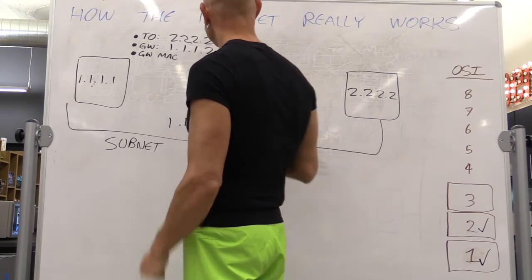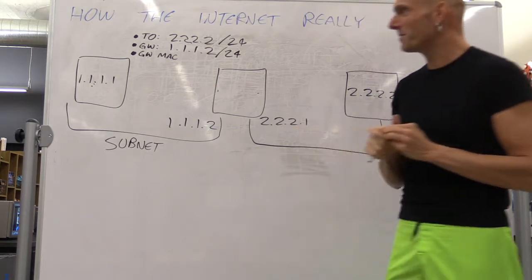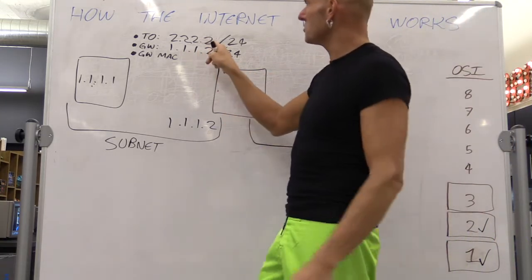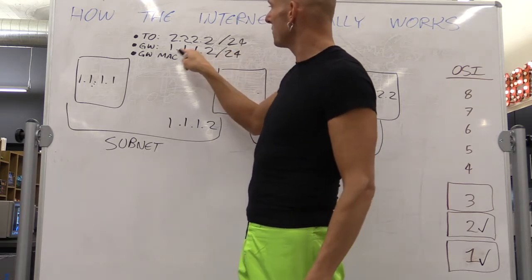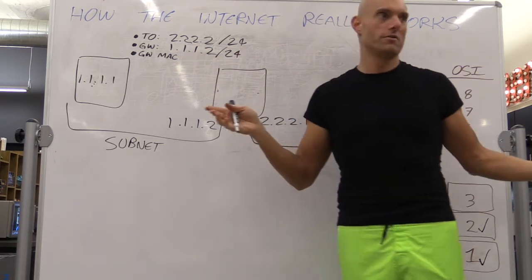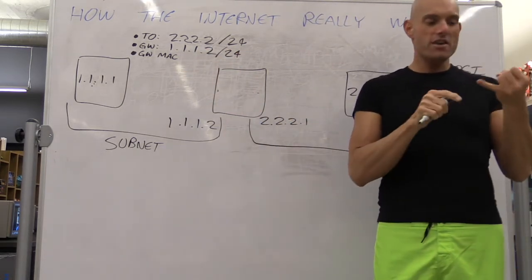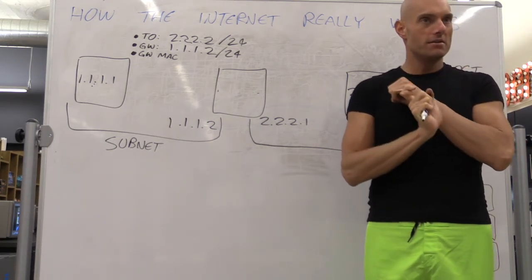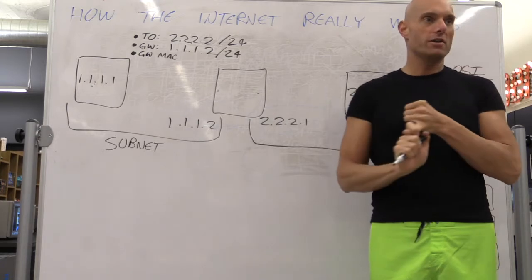I just explained /24s, hopefully you haven't forgotten yet. This means that it's going to look at it and say, is 2.2.2.2 within my subnet, which is 1.1.1.0? No. So in the event that I need to send a packet and it's not in my subnet, I go and I consult my routing table.